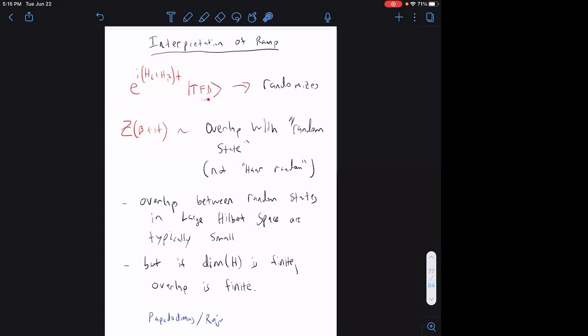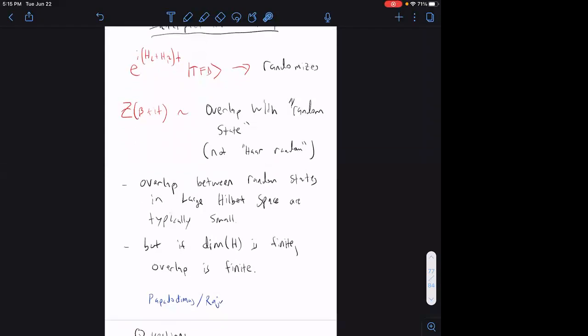We started with the thermal field double state, and we evolved with a chaotic Hamiltonian. And we can think about that as roughly randomizing the state. So Z of beta plus IT is like the overlap of this randomized state with the initial state. Not quite a Haar random state if you know those words, but it's a quote unquote random state. And overlaps between random states in a large Hilbert space are typically small, but if the Hilbert space has finite dimension, the overlap is finite.